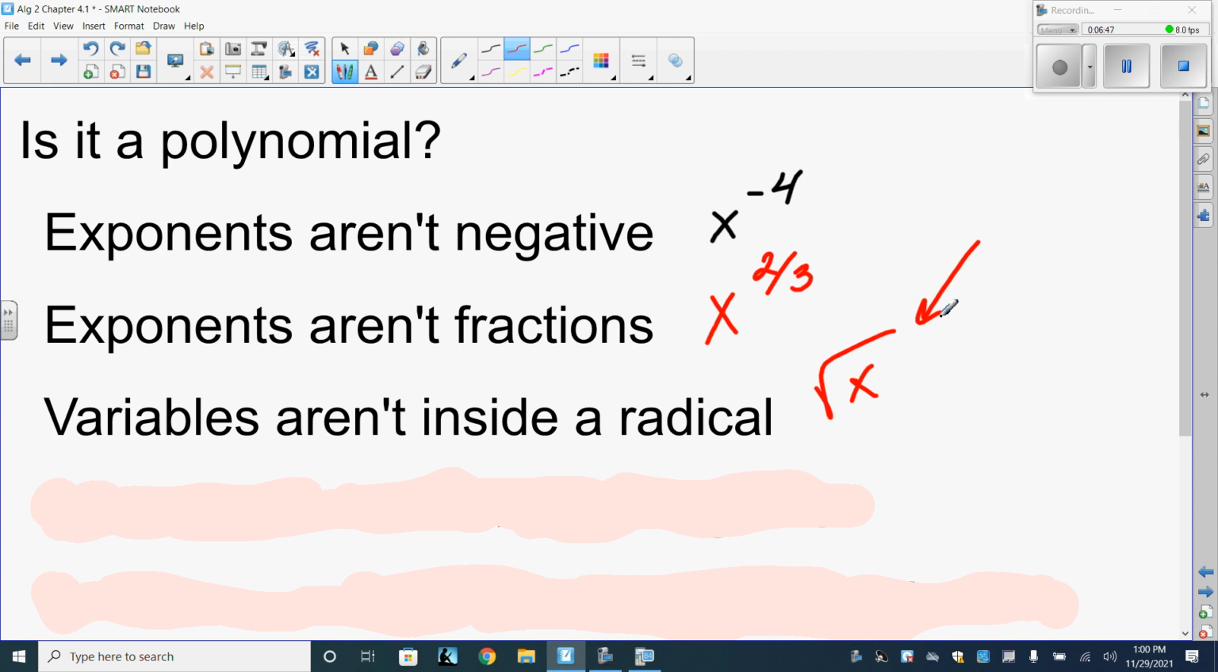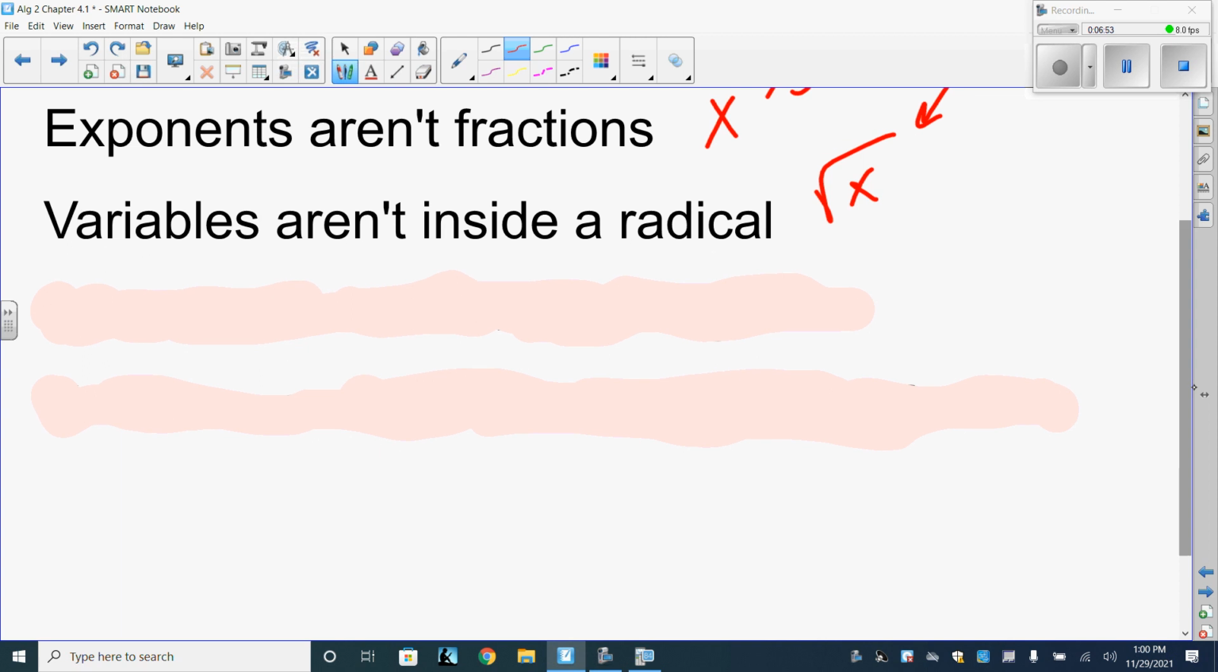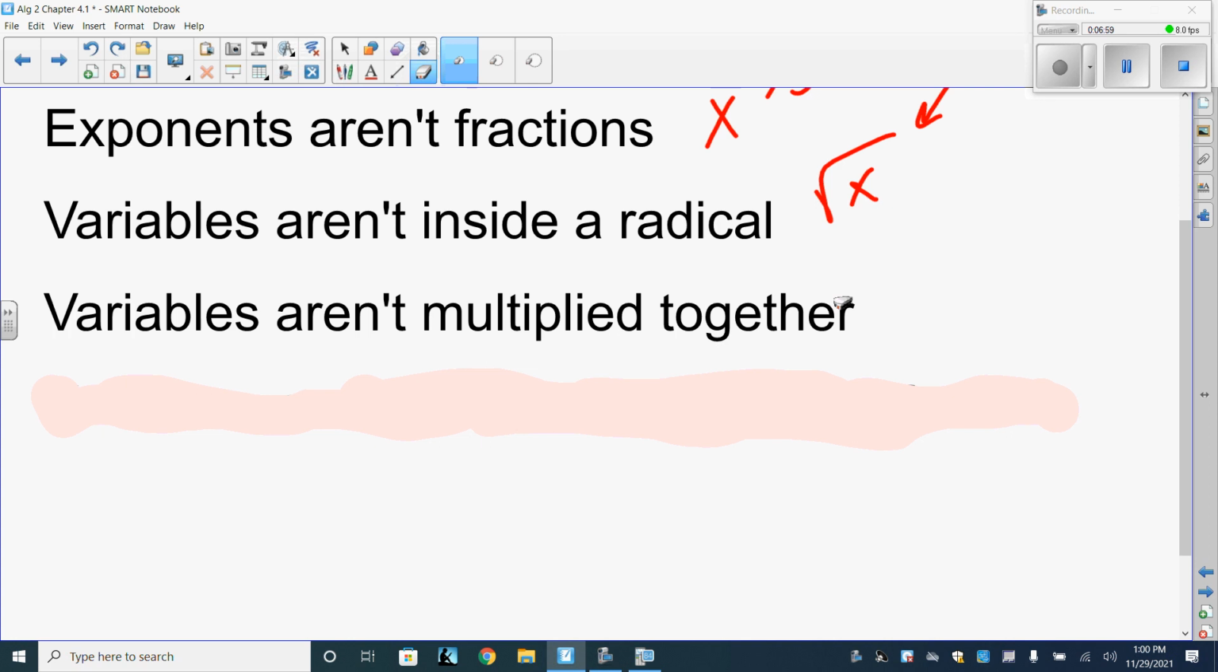Variables are not in a radical. We have 2 left, or well, 3 left. Variables are not multiplied together. So we can't have x times y. We can't have 2 different variables being multiplied together.